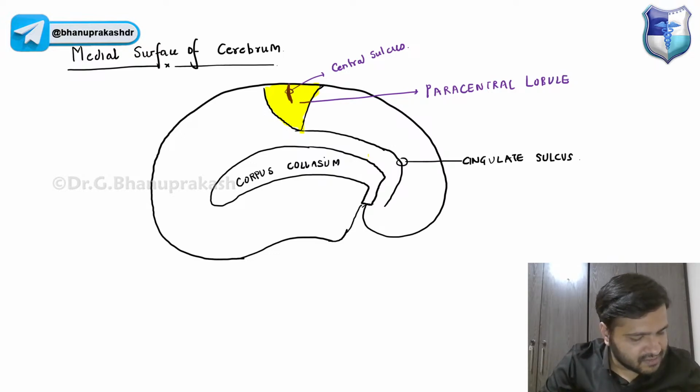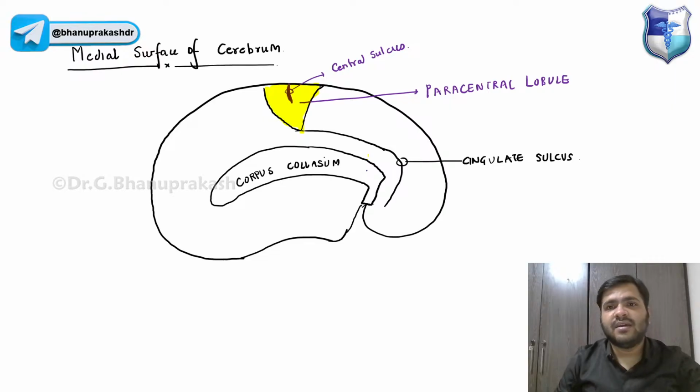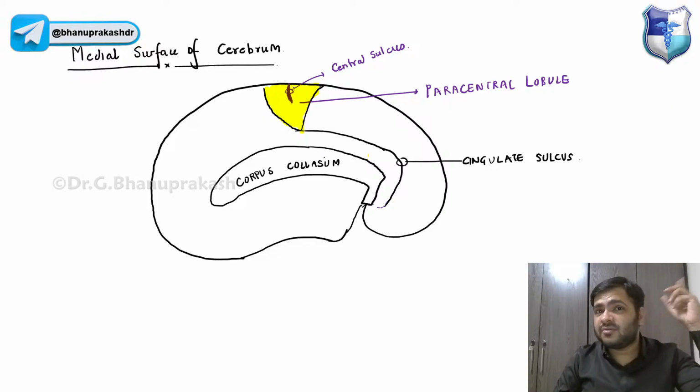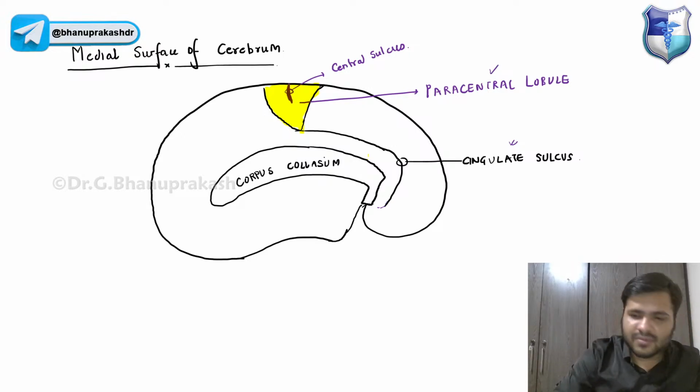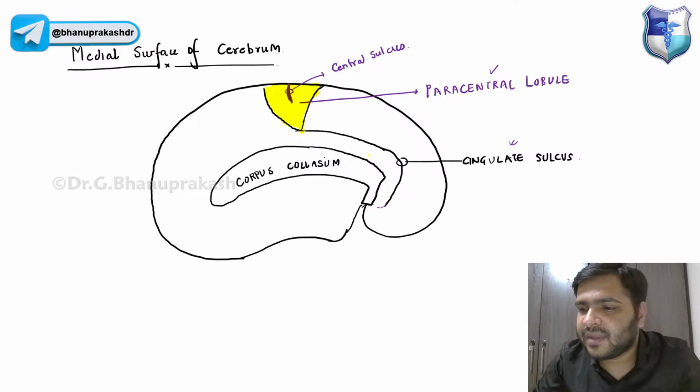Just give me a thumbs up, guys, if you understood this. The cingulate sulcus will start and run parallel to the corpus callosum, go upwards, and divide into two limbs. We have the central sulcus in between, which is present on the superolateral part; only a small part will be shown here. The area around the central sulcus bounded by these two limbs of the cingulate sulcus, this yellow colored area, is called as the paracentral lobule. Just give me a thumbs up, guys, if you understand this.